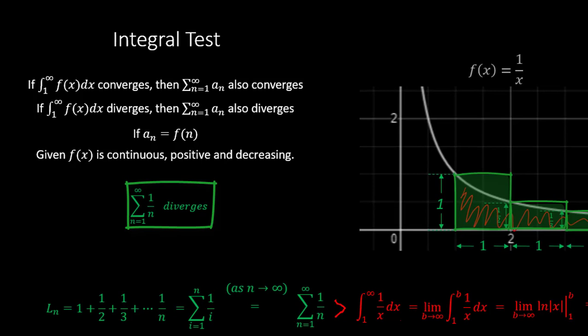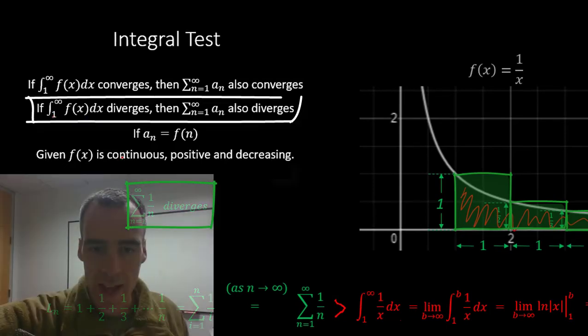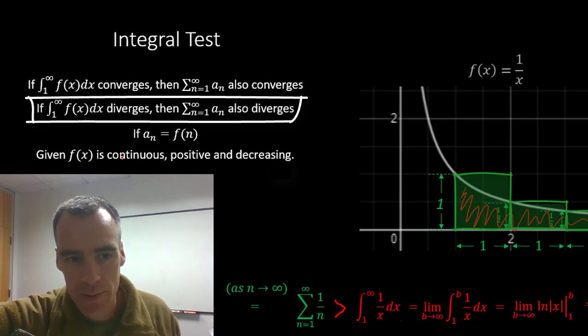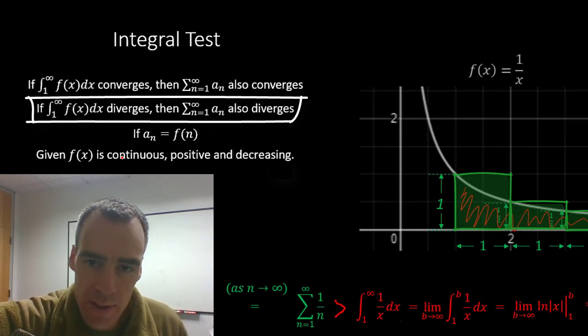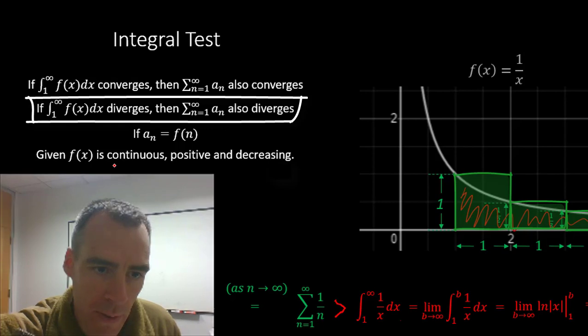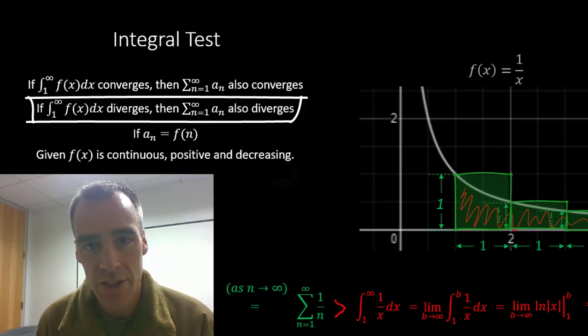And that's basically what's shown up here. So that is the basic intuition behind the integral test. Again, not a rigorous proof, but you can notice that the function we used, 1 over x, is continuous, positive, and decreasing, so it matches the requirement over here. I hope this helps you understand a little bit better why the harmonic series actually diverges.